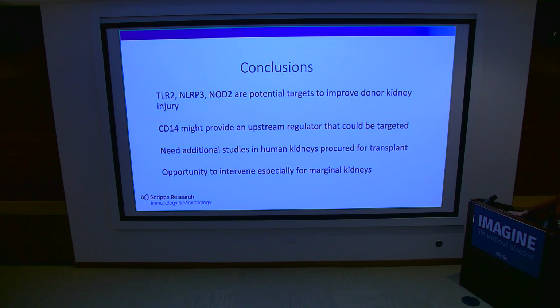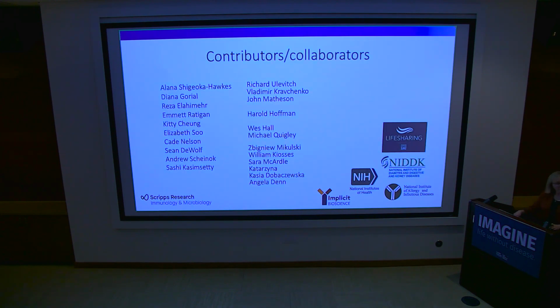And then the opportunity to intervene is especially high for these marginal kidneys, which if we could downregulate some of these inflammatory responses in these kidneys, that would greatly improve the number of organs available for transplant. And so that's it, short and sweet.